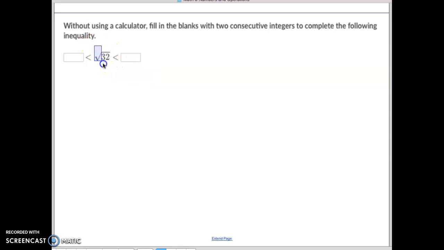Let's see, 32, 33, 34, 35, 36. Hey, on the bigger side, 36 is a perfect square, and the square root of 36 would be 6. Now if we go on the smaller side, let's see, we go 31, 30, 29, 28, 27, 26, 25. Hey, 25 is a perfect square, and the square root of 25 would be 5. So there's a nice easy way of doing that.